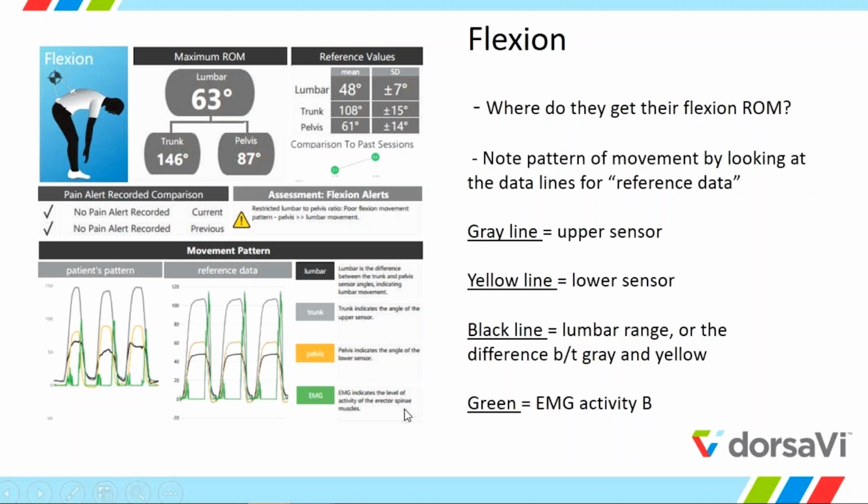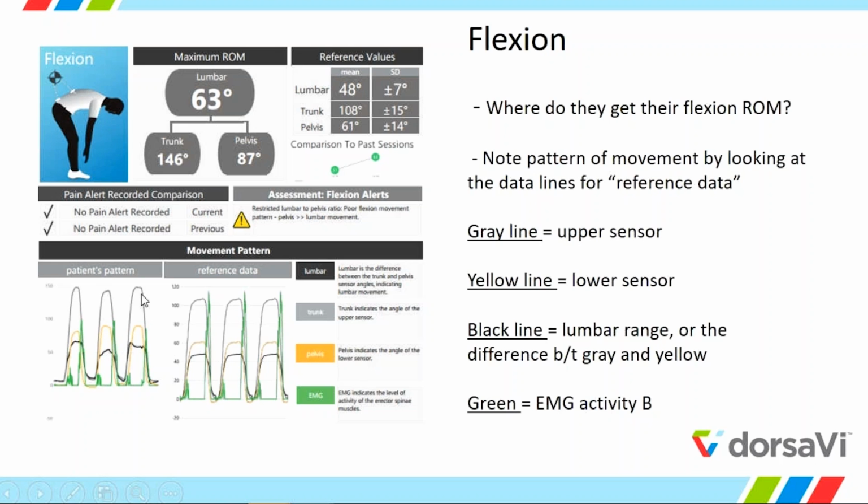It's also listed here in the bottom right of your report. So it's really helpful to look at the pattern. So you can kind of just dumb it down by saying you want the lines to go gray, yellow, black as you're looking down when they're bending forward. And then you can look at the patient's reference pattern on the bottom left and see if it follows that pattern. So in this case, it does follow the correct pattern.